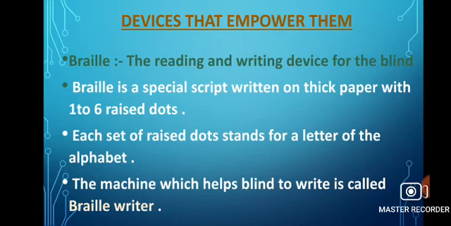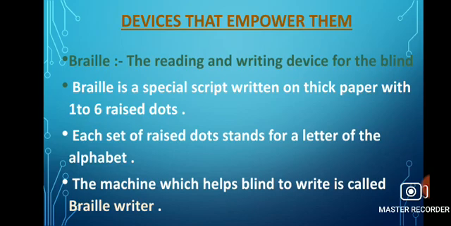Braille is a series of raised dots that can be felt with the fingers as the person moves his or her hand over the page. The letters are identified by touching the raised dots.